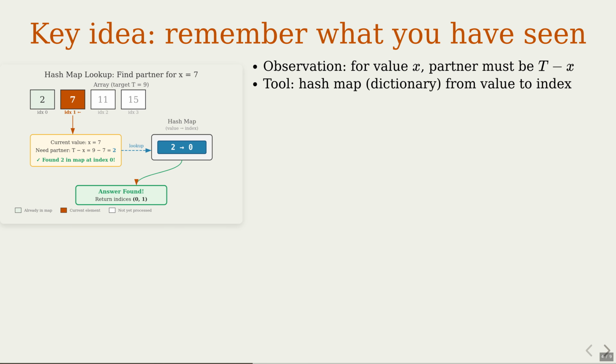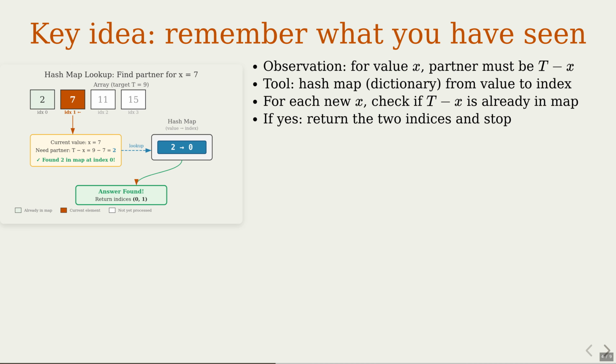We can keep a hash map or dictionary where each key is a value we have already seen, and the stored data is the index where it appeared. So the map is like a memory of earlier values, ready to answer membership questions quickly. When we reach a new value x, we immediately ask the map if it has the needed partner, t minus x, already stored from some earlier position.